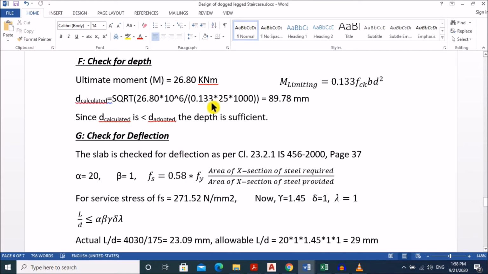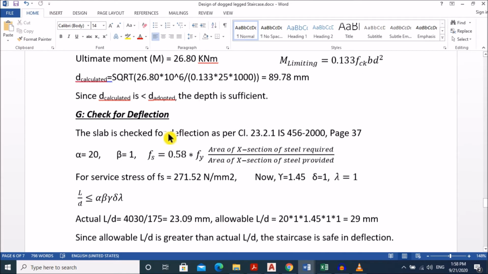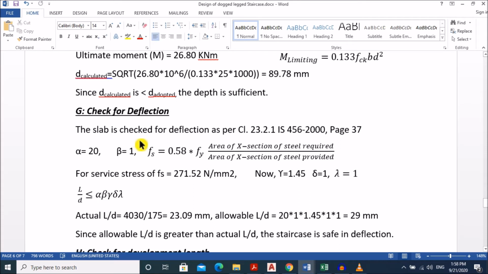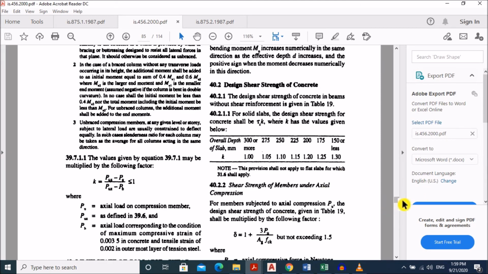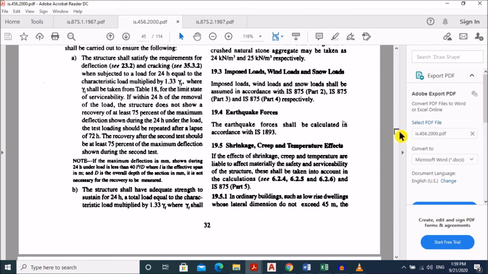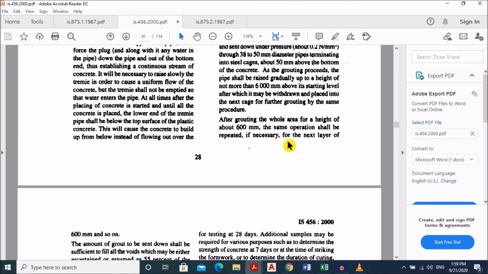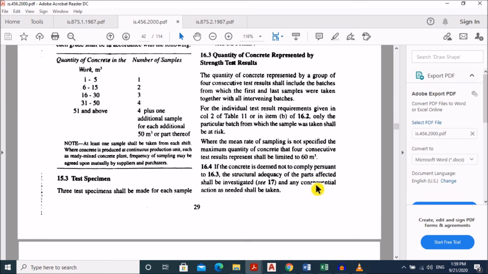Now check for deflection. The slab is checked for deflection as per clause 23.2.1 of IS 456 2000, page number 37. So we have to go to page number 37.